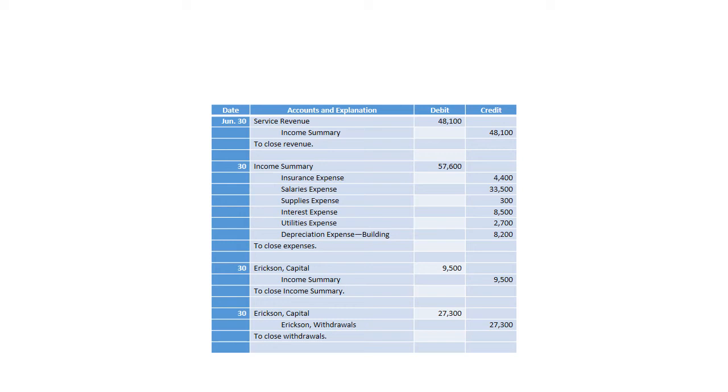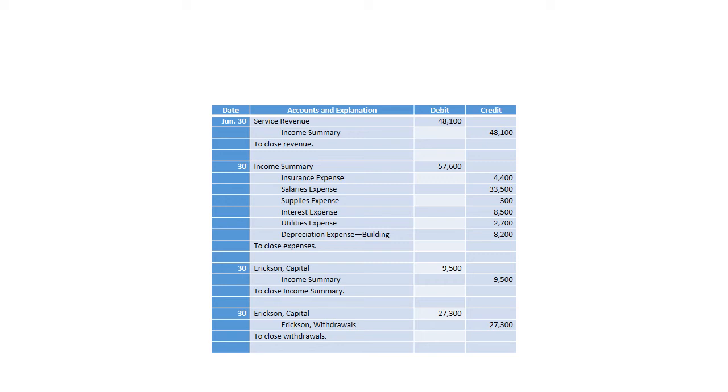We need the income summary to be zero. So how do we do that? Credit the income summary account for $9,500. Debit capital for $9,500. The loss. Net losses decrease capital. Net incomes increase capital. So make sure you take a look and understand both of these journal entries, whether it's net income or net loss.